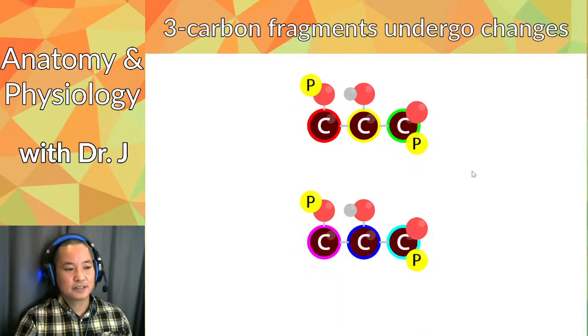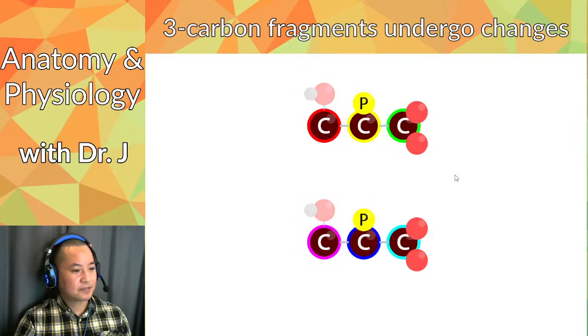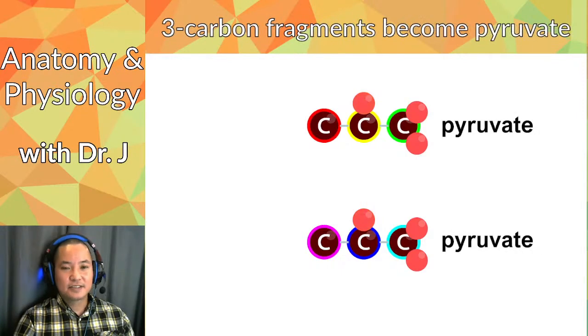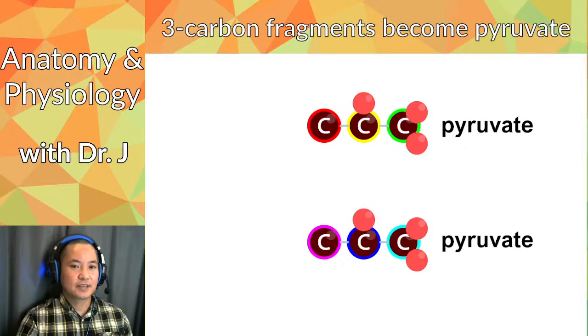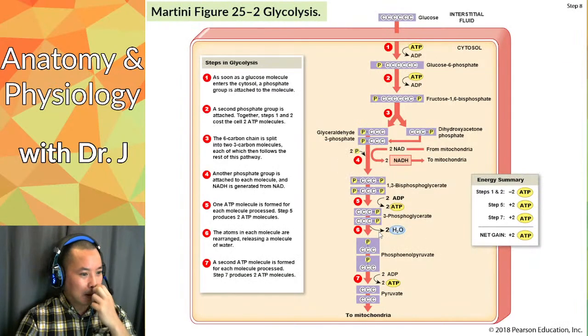Now what happens to these 2 molecules? More chemical reactions. In these reactions, you start losing atoms and shuffling them around. You still have 3 carbons, and eventually both of those molecules become something called pyruvate. So from one glucose molecule, you have 2 pyruvate molecules that have 3 carbons each. That's what I want you to know: 6 carbons in glucose, break it apart, and now you have 2 identical pyruvate molecules.